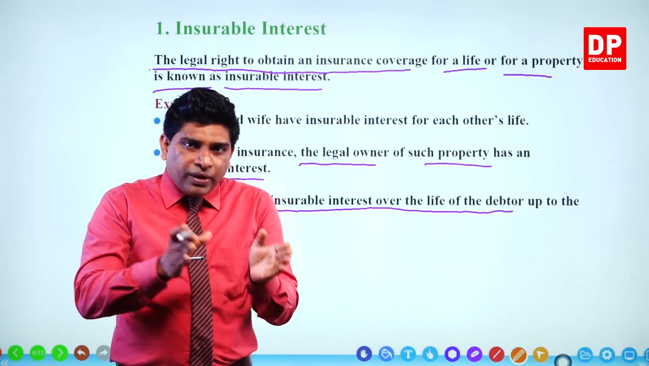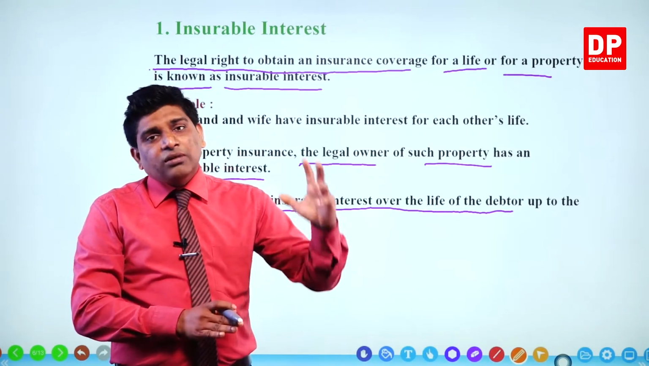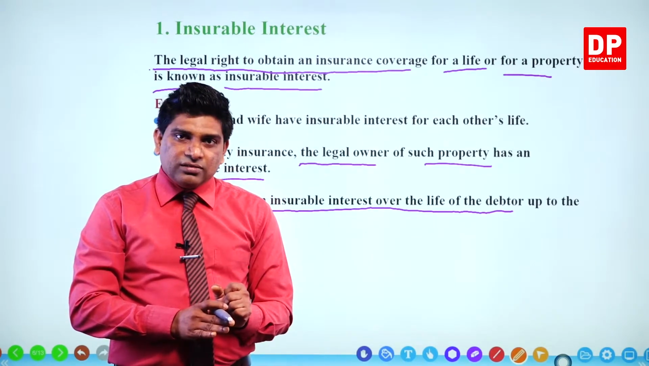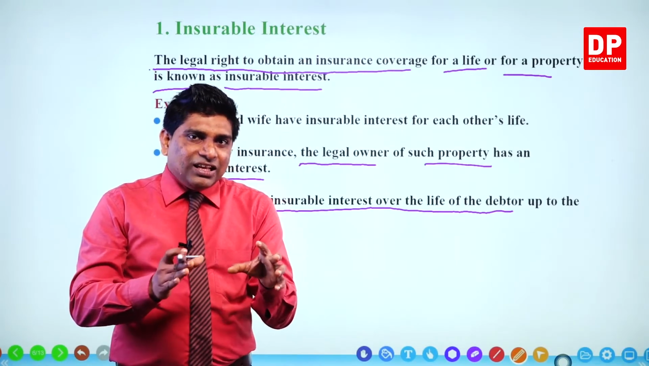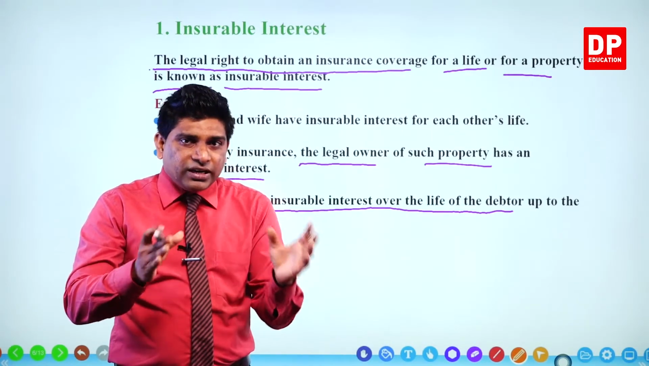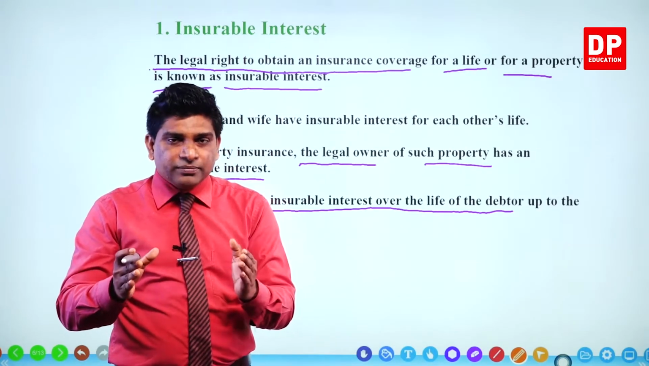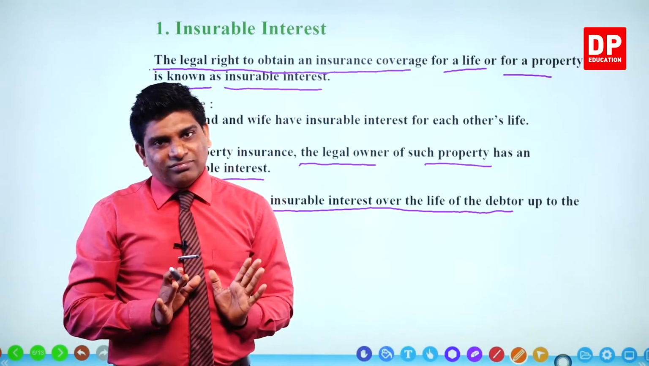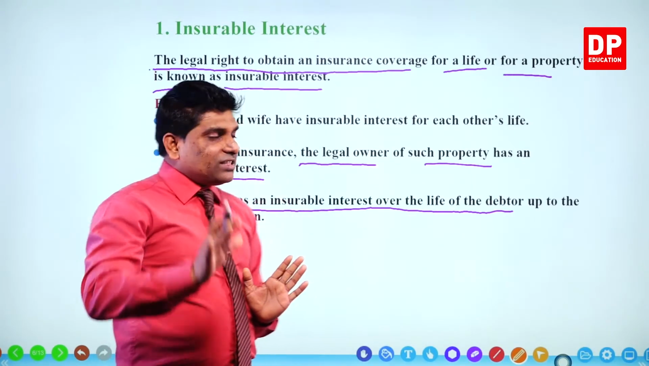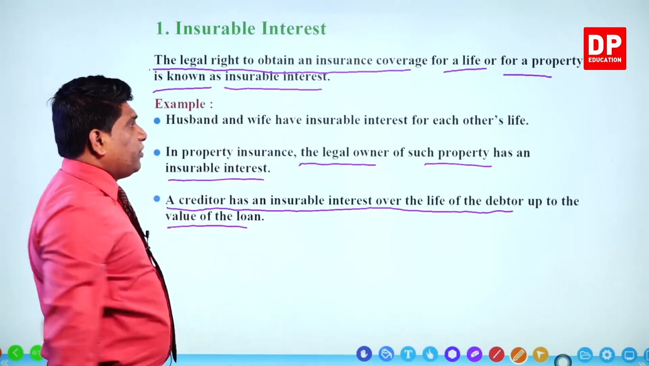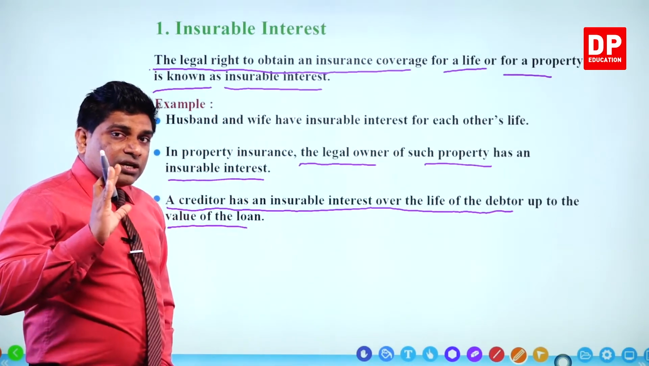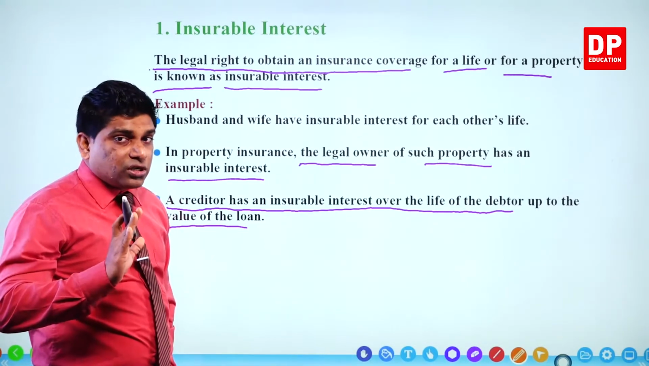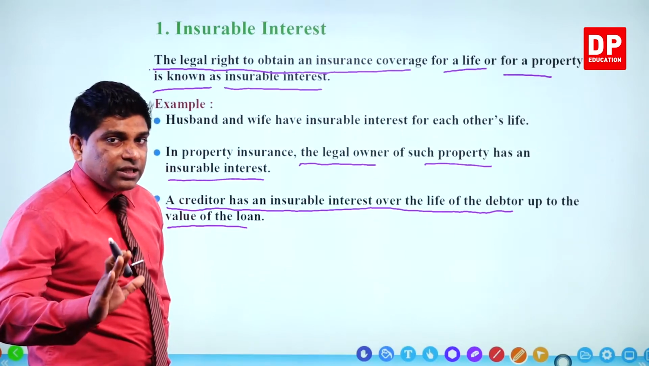If you are unable to pay money to that person, the insurance company will give money to the creditor to settle their loan, right? Here the creditor has an insurable interest regarding the debtor only up to the value given by him. This is the insurable interest. Now you know what insurable interest is. Simply remember, you should have a legal right to get an insurance policy for the vehicle, or for any other property, or for the life.